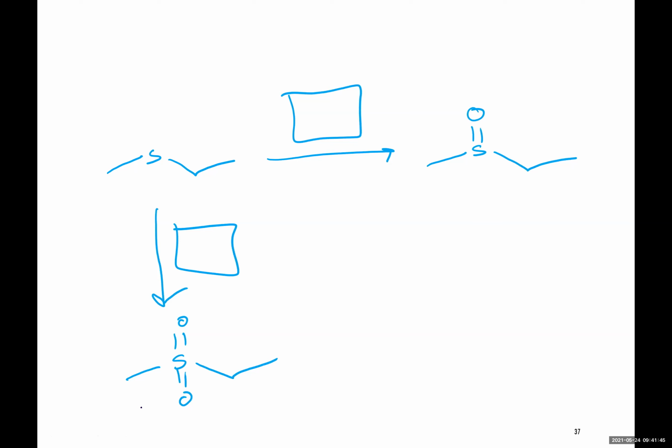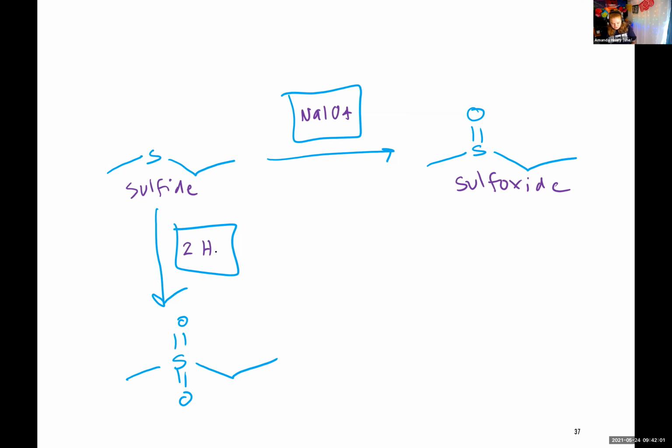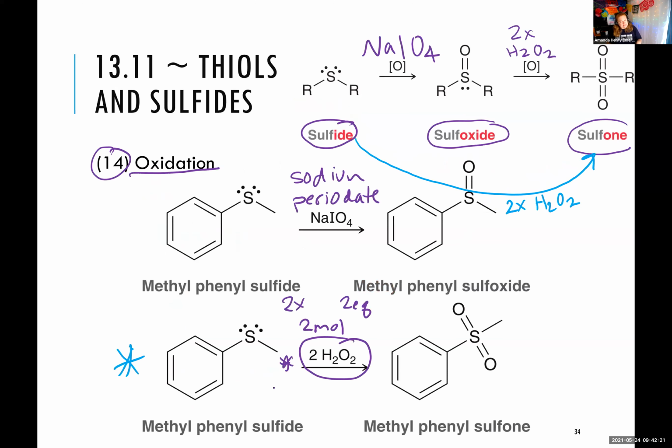The top one, as we're going from our sulfide to our sulfoxide, this would be the NaIO4. And then the other one would be the H2O2. Got it. So basically they're two different reactions on the same path, right? Yes, exactly. It's different levels of oxidation. Okay, thank you. You're welcome. Any other questions on that one?